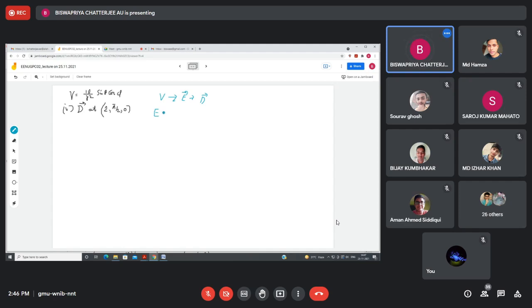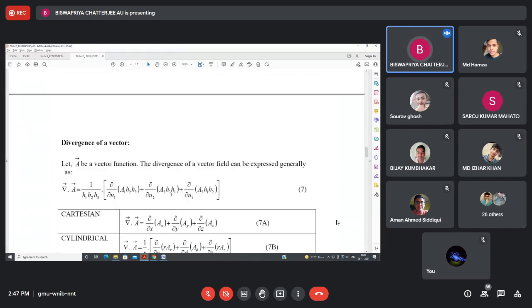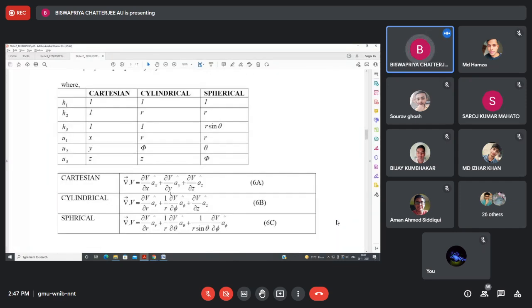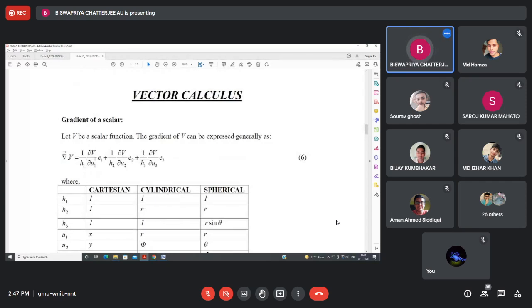E is equal to minus del V. Now in this problem you must understand that theta and phi both are there, so this problem is given in the spherical system. So you need to look at the gradient in the spherical system. So let us show that. So this is the gradient. Okay, so the general formula for del V.